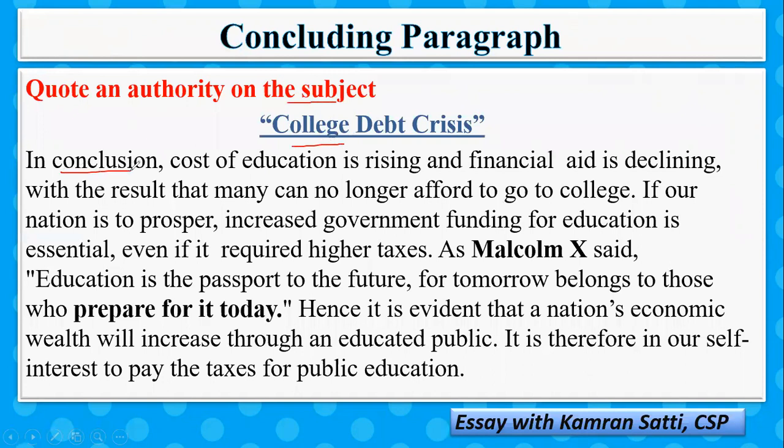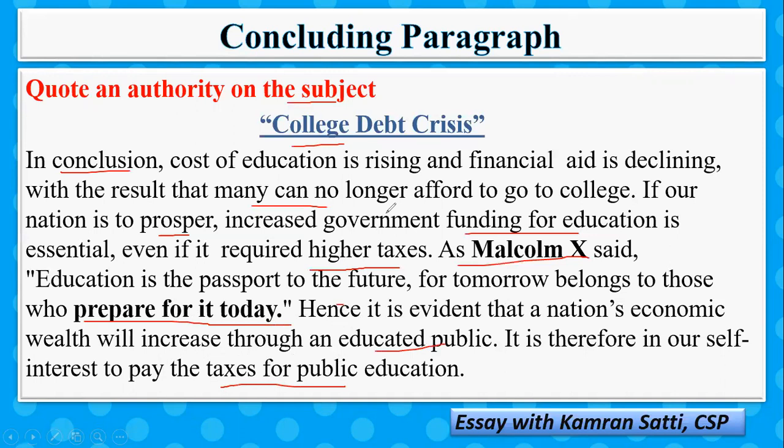In conclusion, cost of education is rising and financial aid is declining, with the result that many can no longer afford to go to college. If our nation is to prosper, increased government funding for education is essential, even if it requires higher taxes. Okay, as Malcolm X said, education is the passport to the future, for tomorrow belongs to those who prepare for it today. Okay, hence, it is evident that a nation's economic wealth will increase through an educated public. It is therefore in our self interest to pay the taxes for public education.